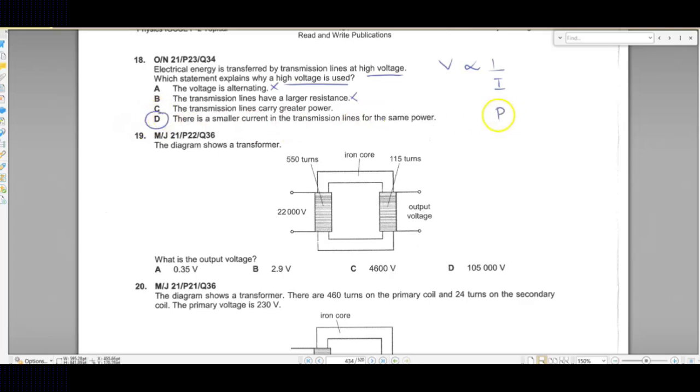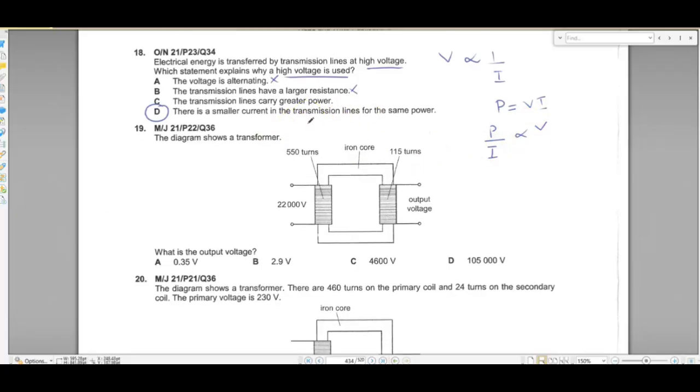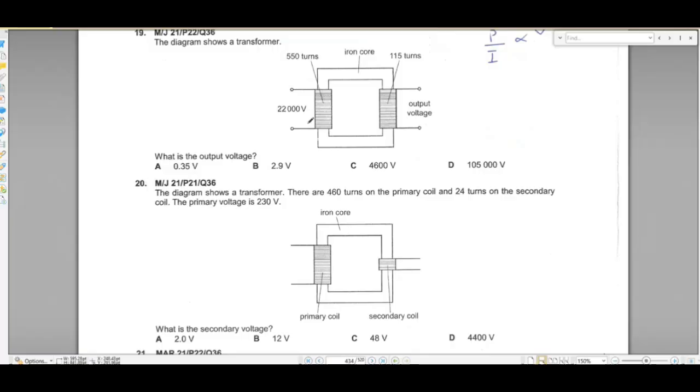Okay? We know power is equal to VI. We know that if the voltage is more, there is going to be a smaller current because they are inversely proportional to each other. Okay? I just told you in the beginning of the lecture.